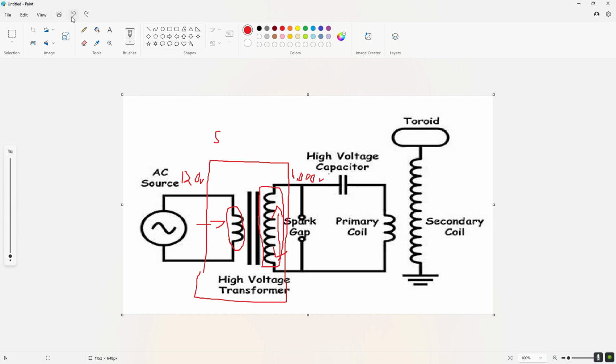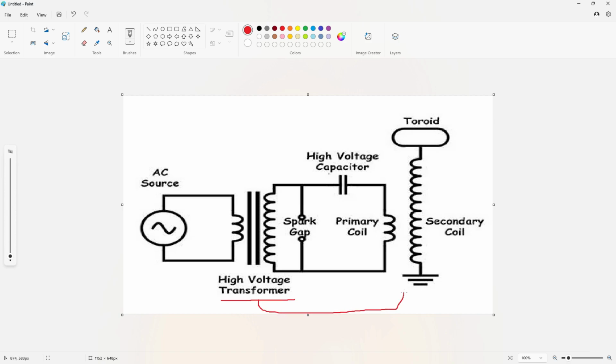Now that's what this whole circuit is based on, that kind of theory. There's a little bit more to this that gets interesting. So I'll go from the high voltage transformer, and then we'll go to the Tesla coil, because what we want to figure out is why this is called a high voltage transformer, just a regular transformer, and the Tesla coil, which is this here.